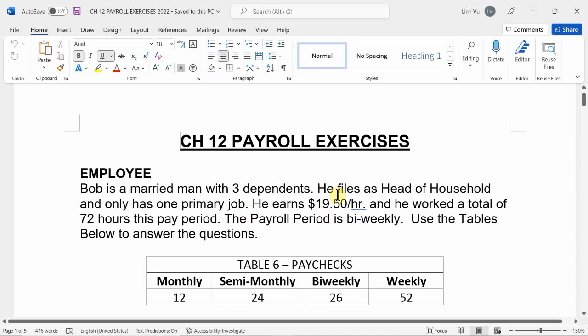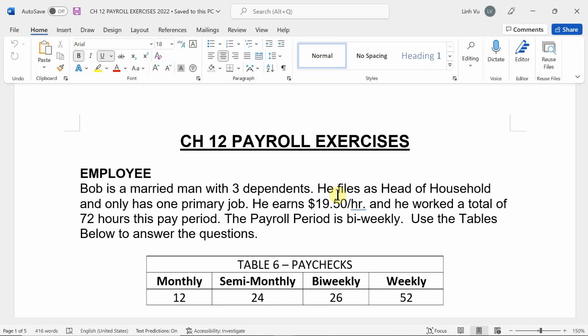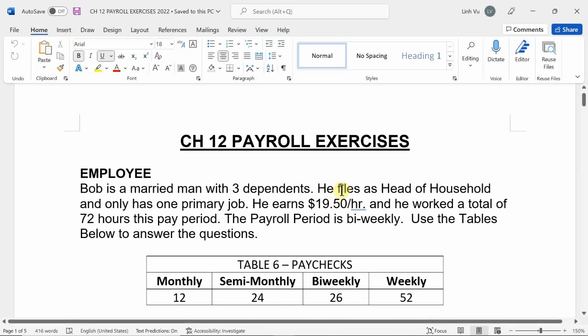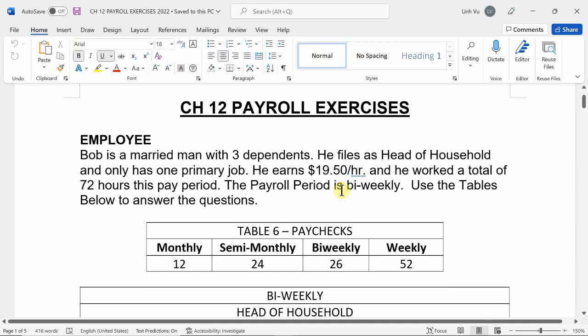Let's go ahead and take a look at the example here. There are two examples that I'm going to go over, and let's go ahead and get started. The first one here is the employee. We need the employee taxes first.